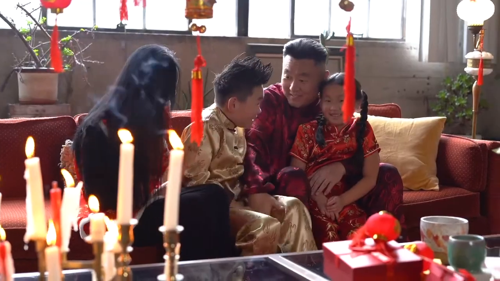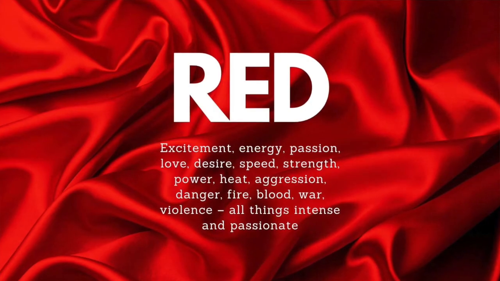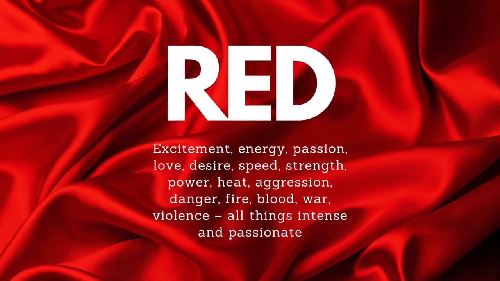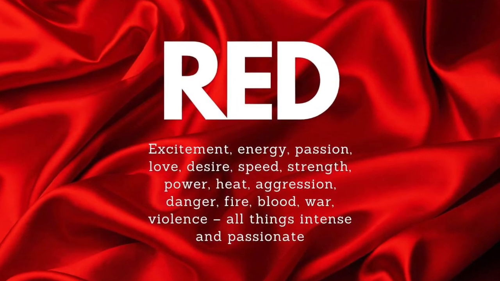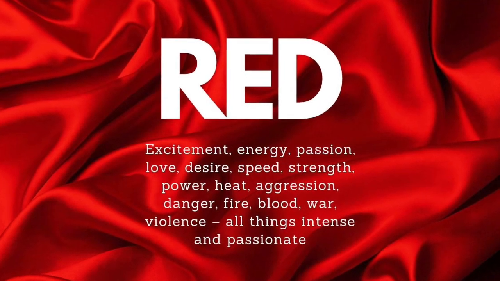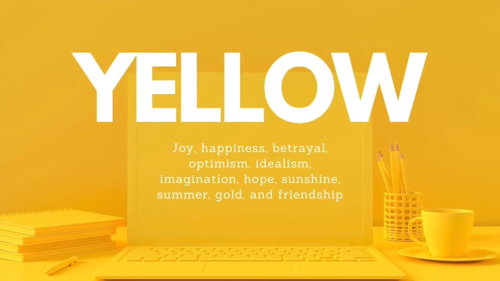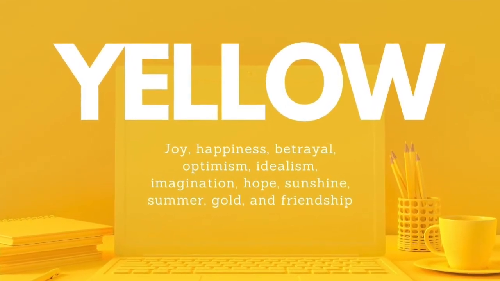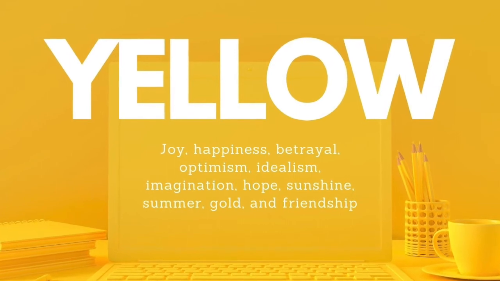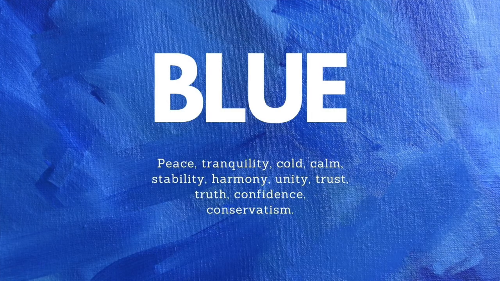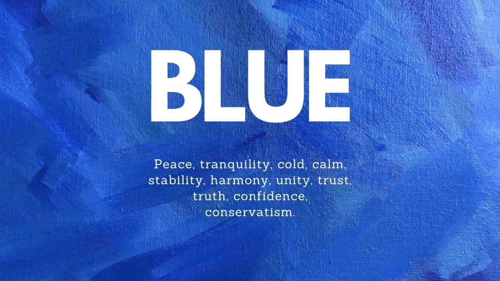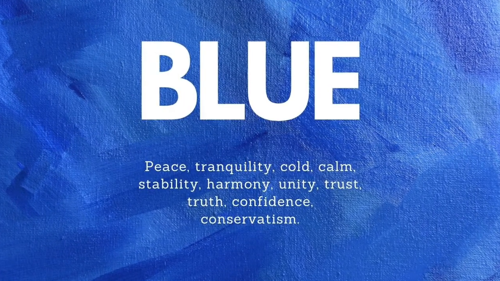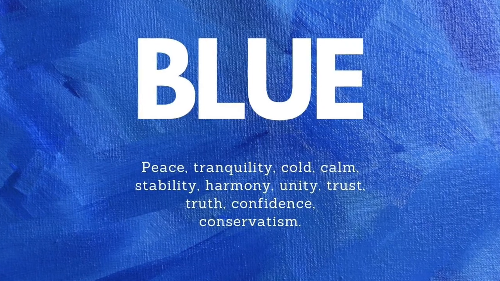For example, red represents excitement, energy, passion, love, desire. So all things that are intense and passionate are identified with red. Yellow signifies joy, happiness, betrayal, optimism, idealism, hope, sunshine, gold, and friendship. Blue represents peace, tranquility, calmness, stability, harmony, unity, trust, and confidence.